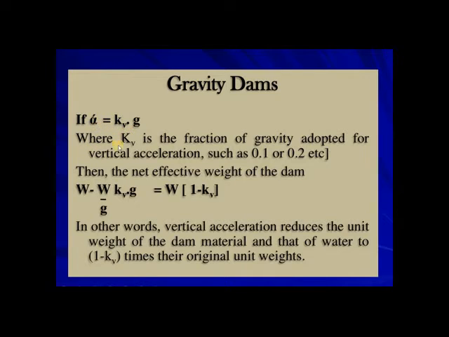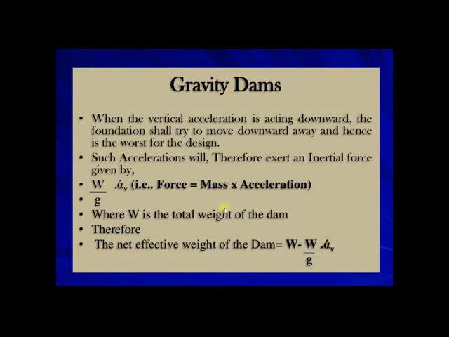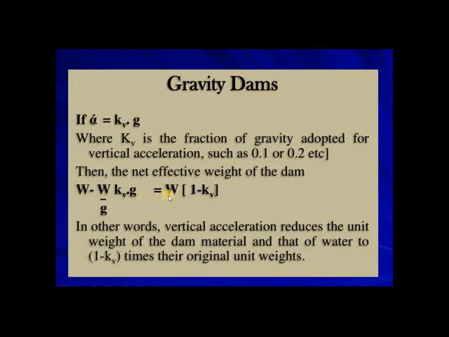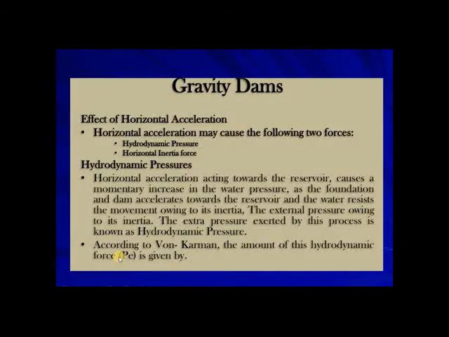So alpha V dash is equal to kV into g, where kV is the fraction of gravity adopted for vertical acceleration, 0.1 or 0.2. g is acceleration due to gravity, so alpha can be calculated here. Then the net weight of the dam will be equal to W, with alpha V dash replaced with kV into g, and you can see g will be cancelled: W into (1 minus kV). So in other words, vertical acceleration reduces the unit weight of dam material and that of water to (1 minus kV) times their original unit weights, and kV is equal to 0.1 or 0.2. If kV is, for example, 0.1, then the answer will be 0.9. That is the worst for the design.